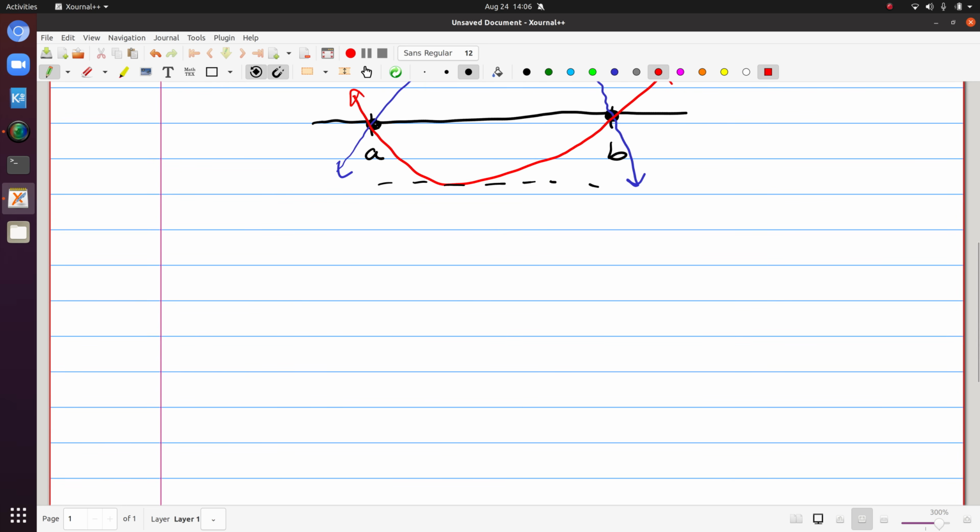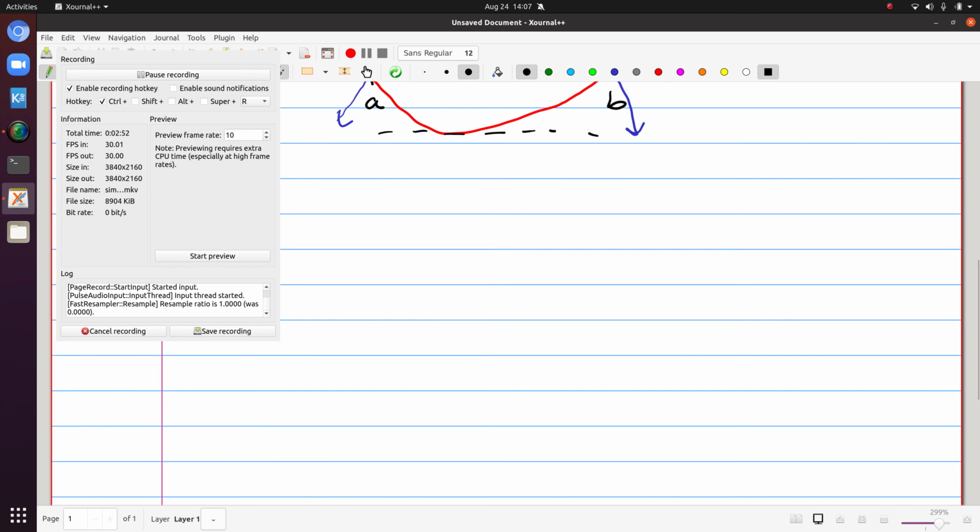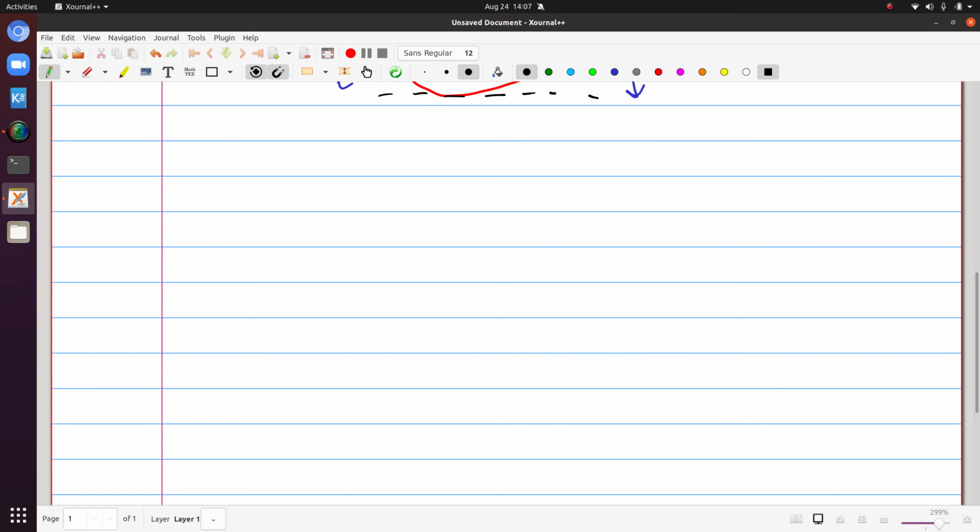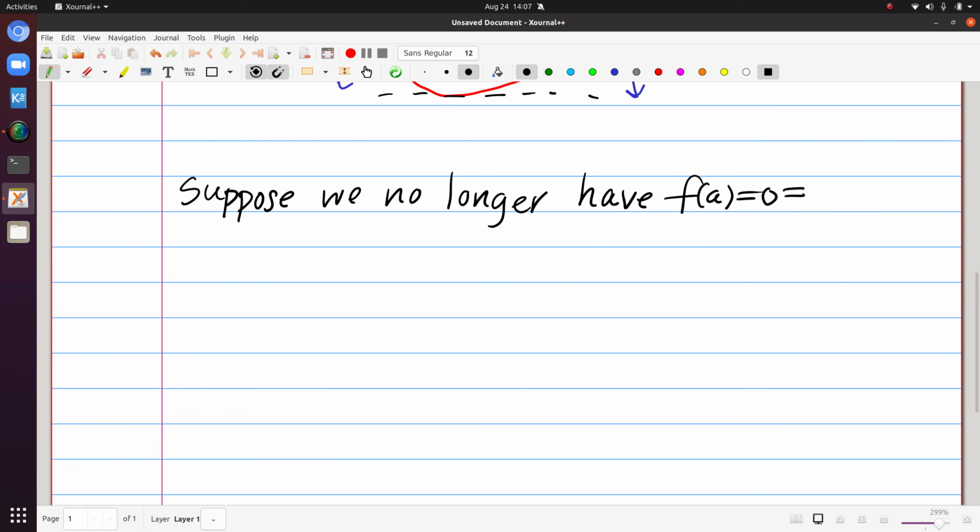Okay, so starting with Rolle's theorem and moving to the mean value theorem, in some sense we're going to loosen the original assumptions. So at this point, what I want to consider is, suppose that we no longer have the assumption that f of a is equal to 0, as is f of b. So we're still going to assume that our function is differentiable. But now, what can we say?